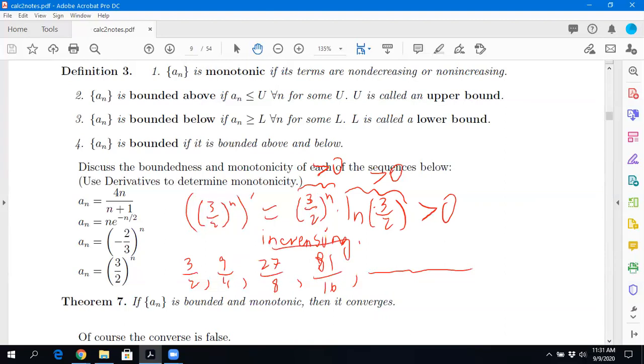It's increasing, but is it bounded? No, this thing is unbounded. In fact, what does this thing go to as n goes to infinity? Clearly, it goes to infinity. It just grows without any kind of bound whatsoever. Okay? Questions? Any questions?